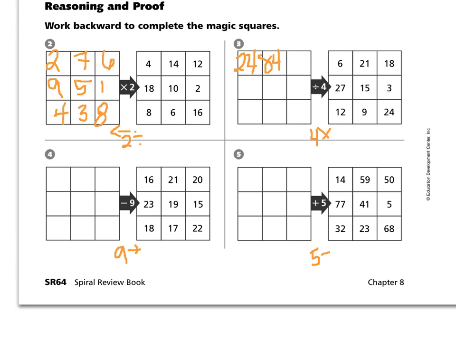This one I'm going to be adding 9 to each one. 16 plus 9 is 25. 21 plus 9 is 30. 20 plus 9 is 29. Keep adding 9 to them.